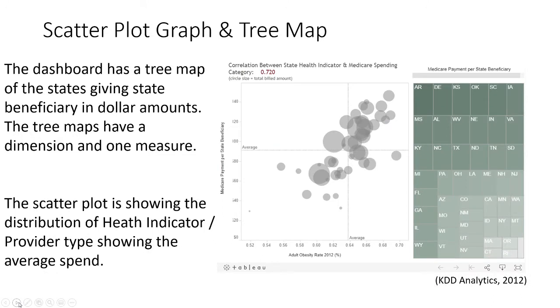The dashboard has a tree map of the states giving states benefits in dollar amounts. The tree map has a dimension and one measure. The scatter is showing the distribution of the health indicator provider type, showing the average spend. So it's a scatter plot that has two dimensions, one of the dollar amount and the other one of the illness. So it shows the benefit.